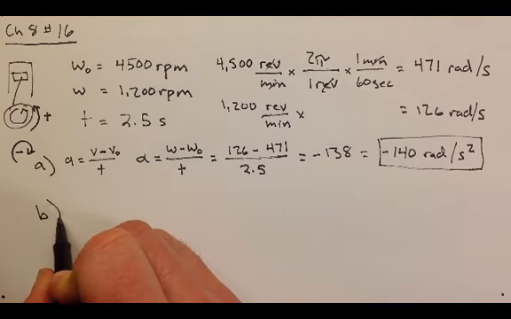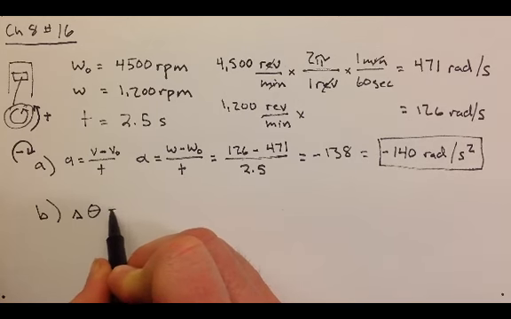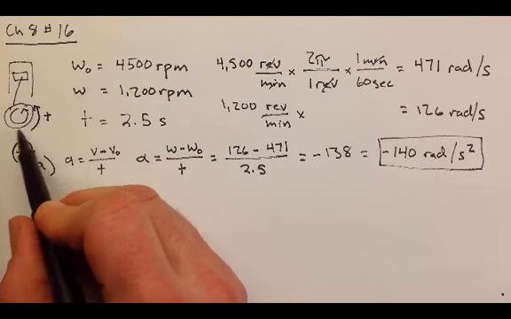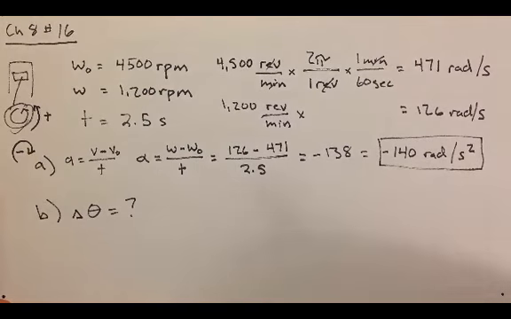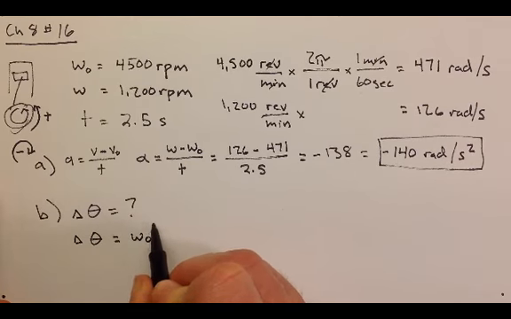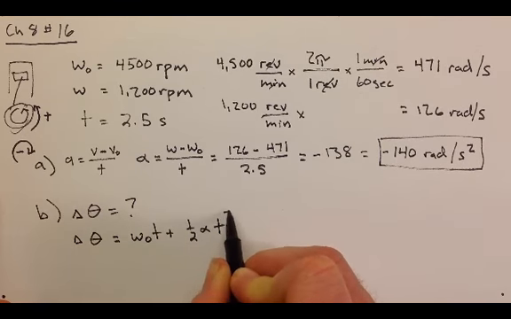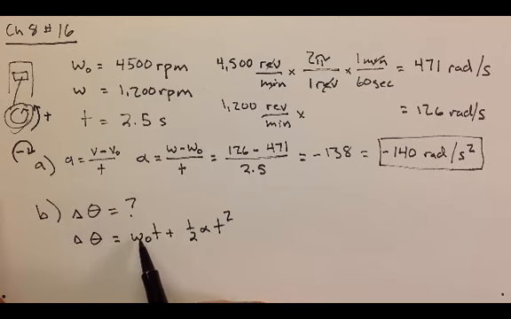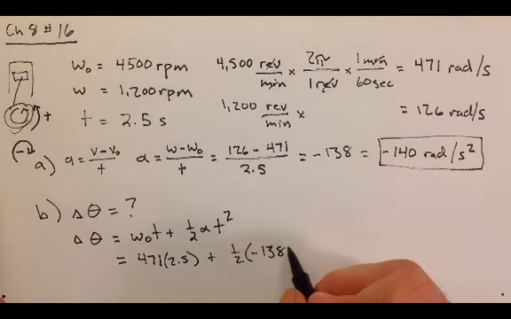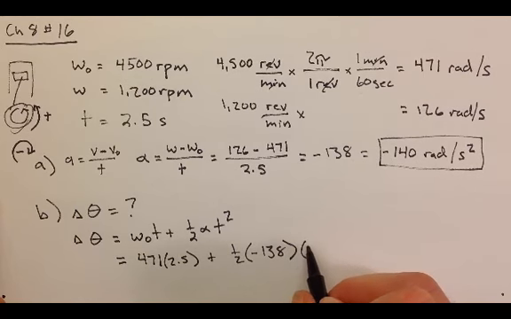In part B, it wants to know through what angle does this run. What angle does the engine turn through as it experiences this change? So for this one I could use this equation: delta theta is equal to omega naught t plus 1/2 alpha t squared. Again, think of this as like delta x equals v naught t plus 1/2 a t squared. And so plugging things in here, we get 471 times 2.5 plus 1/2 times negative, I'll go ahead and plug in 138 instead of 140, just to make sure I don't get too much rounding error there.